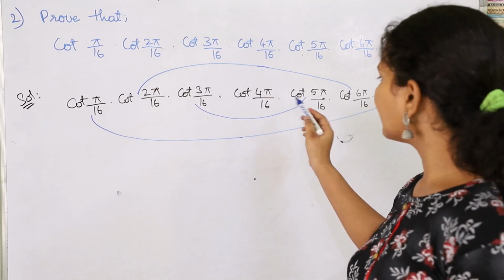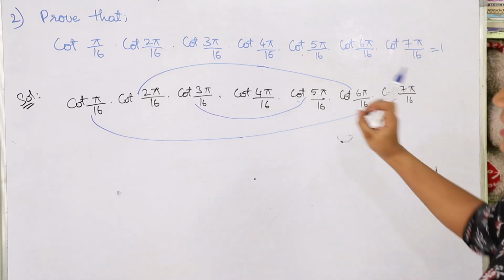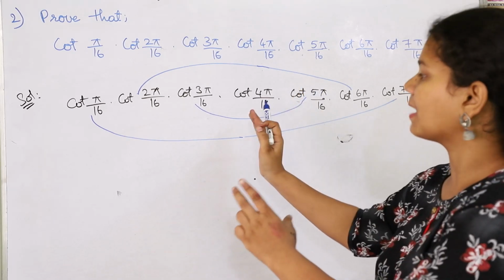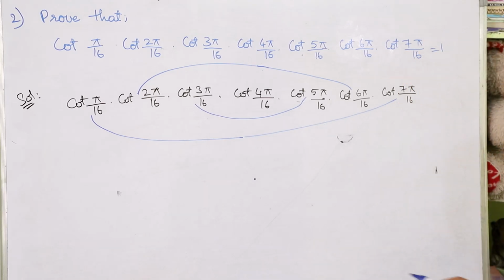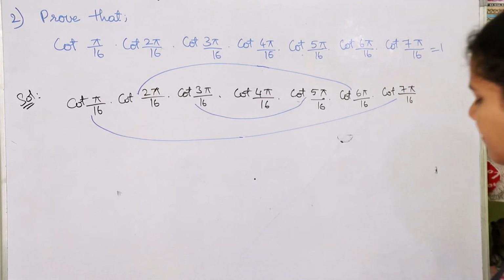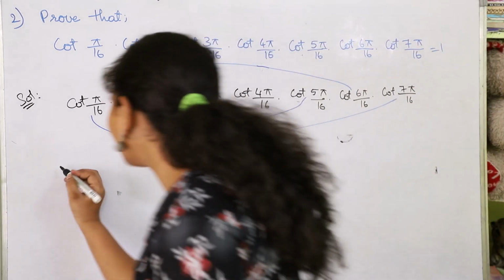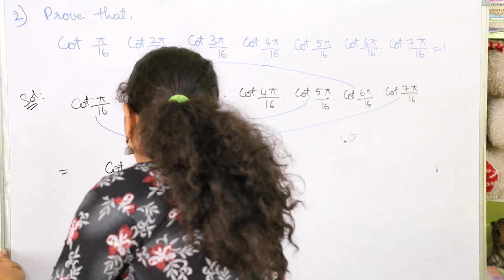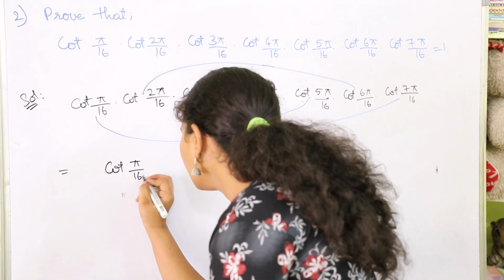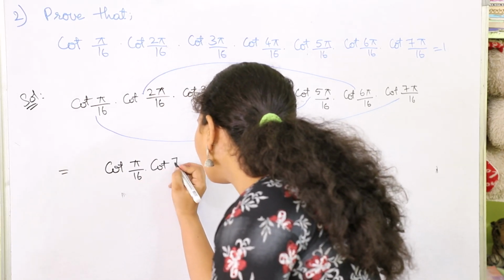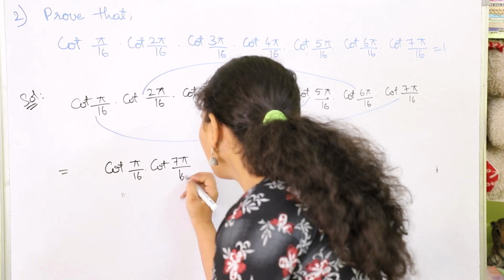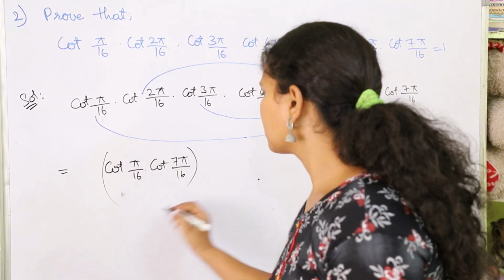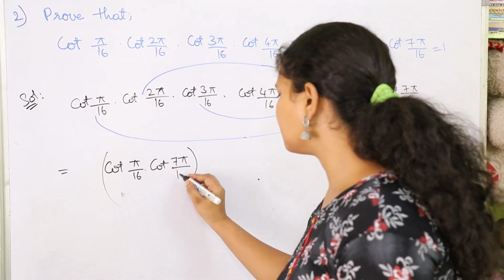And at last you have what? Cot 4 pi by 16. Let's leave this cot 4 pi by 16 aside. Now we got all the values. Now what you do is just multiply it, like cot pi by 16 into cot 7 pi by 16. So multiplication with these both. Okay, let's do multiplication.